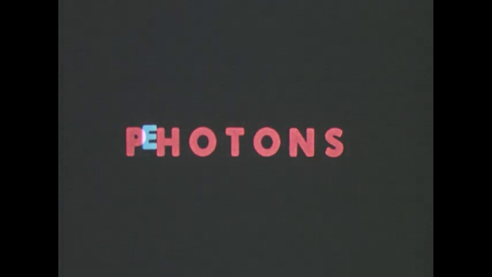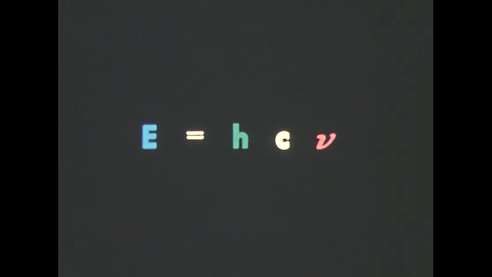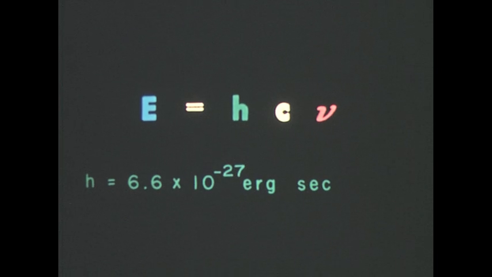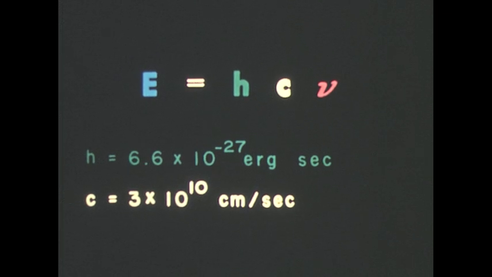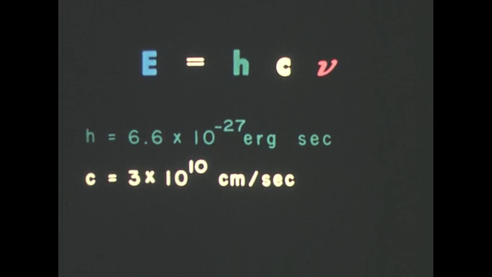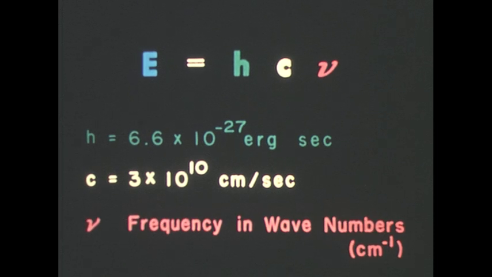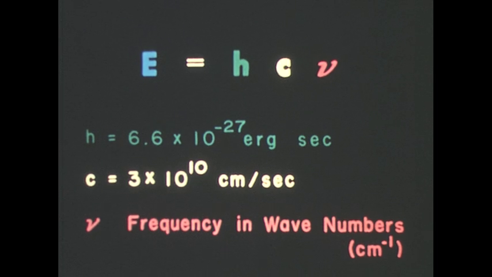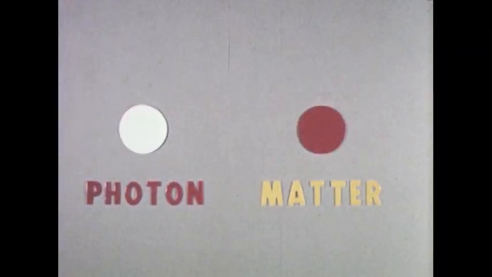The energy of the photon is given by the equation E equals hc times nu, where h is Planck's constant, c is the speed of light, and nu is frequency in wave numbers. Thus, electromagnetic radiation consists of photons traveling in wave-like fashion with an energy content dependent upon the frequency of the radiation. When a photon interacts with matter of an equivalent energy state, the photon is absorbed.